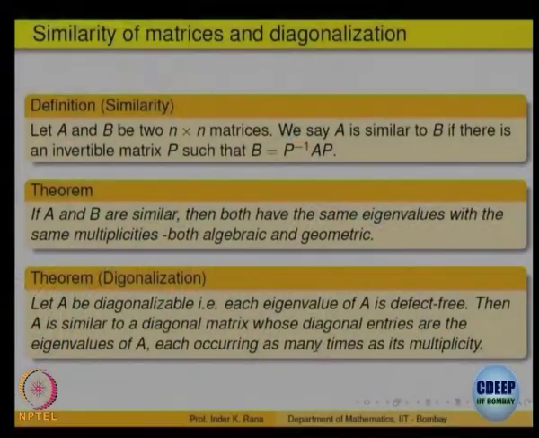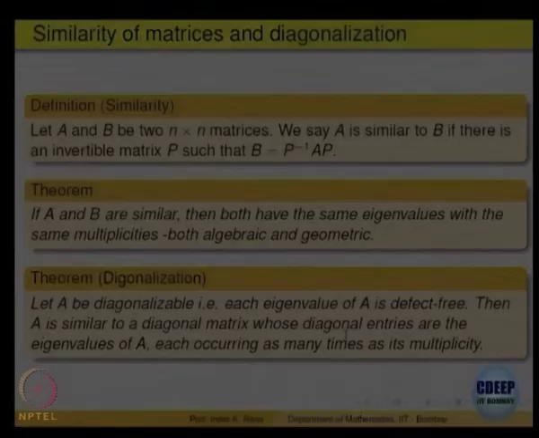So for us it says that a matrix A is diagonalizable, or similar to a diagonal matrix, if and only if you can find an eigenbasis, that means a basis consisting of eigenvectors, and that is the same as saying that for each eigenvalue the algebraic multiplicity is the same as the geometric multiplicity.